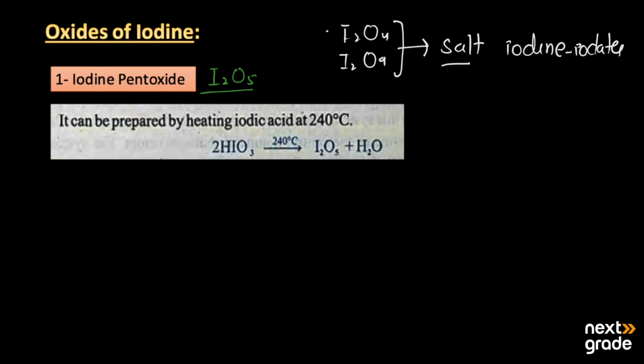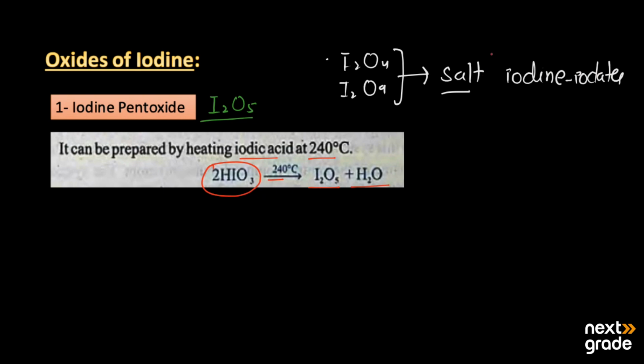Now, how can we prepare this? The first method for its preparation is by heating iodic acid at a temperature of 240 degrees Celsius. The iodic acid here is HIO3, the temperature is 240, and we gain I2O5, which is iodine pentoxide, with the production of a water molecule. So it is basically a white crystalline solid, I2O5.